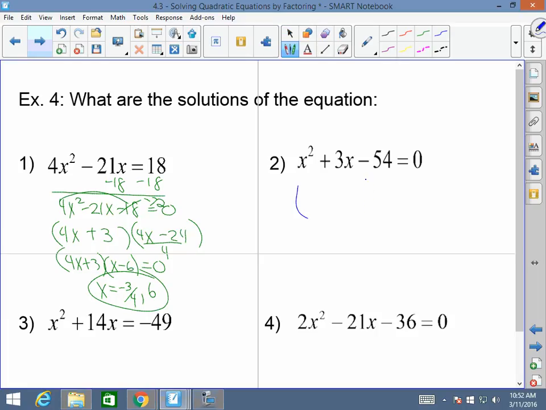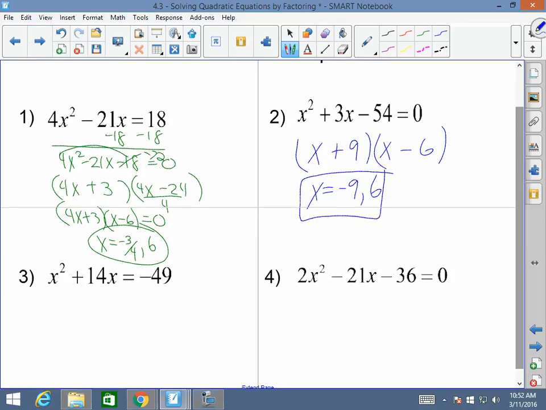Number 2, what times what is negative 54, but when added together is positive 3? Excellent. x plus 9, x minus 6. So x will equal negative 9 and positive 6.